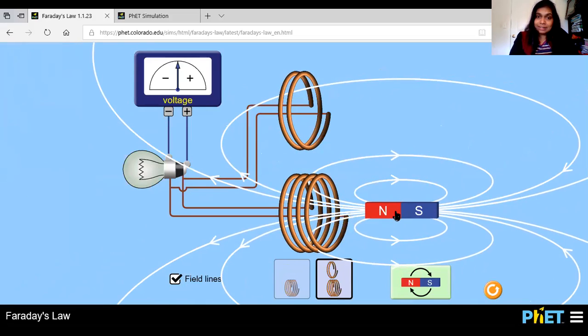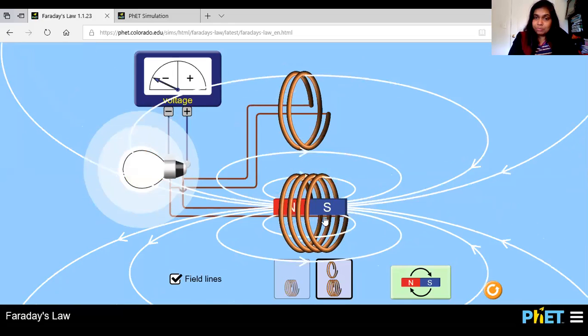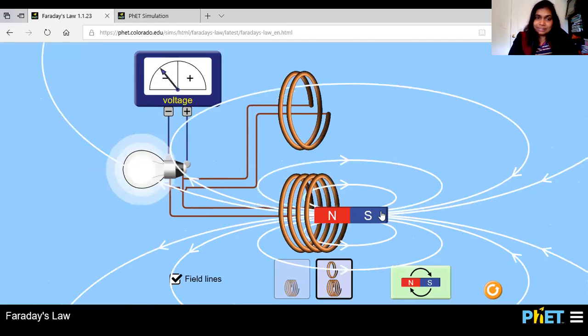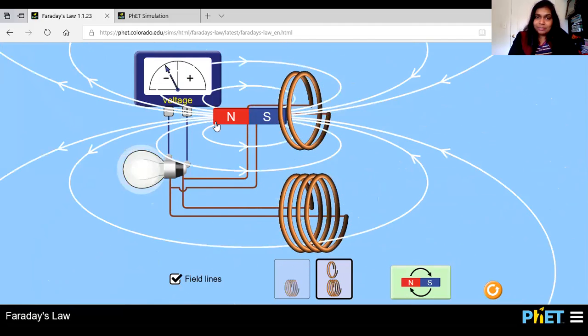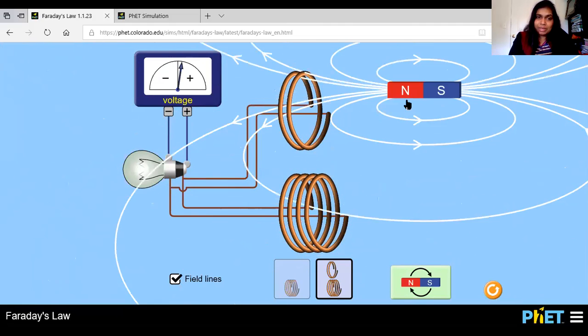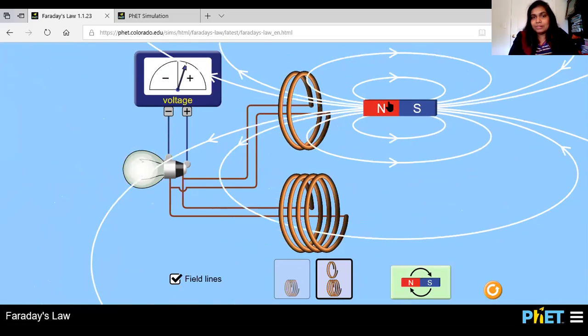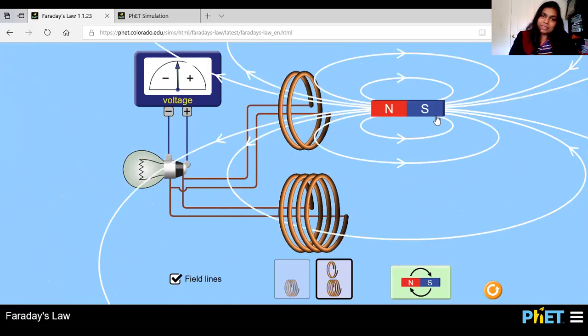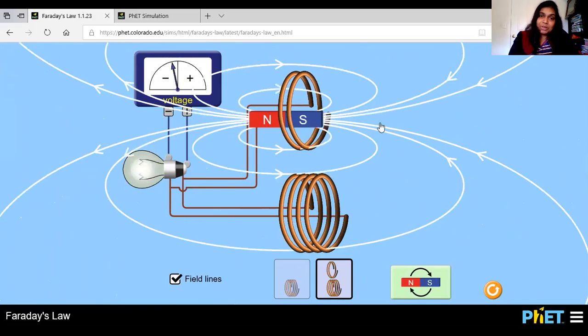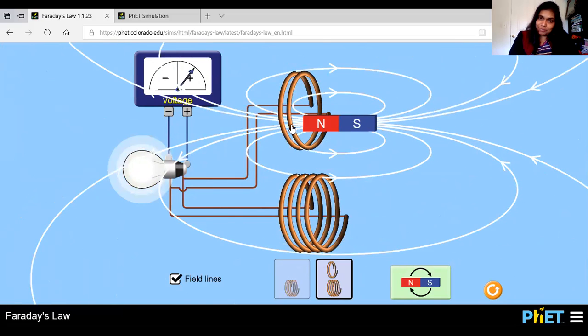When I hold it still, there are magnetic field lines, but no current flows through the circuit to light up the bulb. But whenever I move the magnet, I can light up the bulb. Even here, I can move the magnet around this loop and make the bulb lit, right? So we're going to learn about this theory today. That's the main plan.